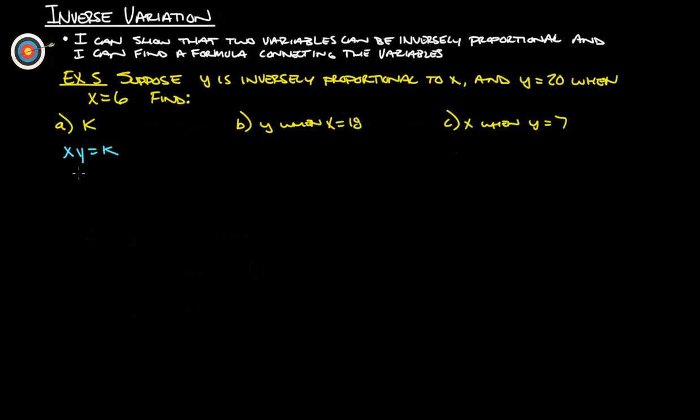In this case, y is 20 and x is 6, so 6 times 20 is 120, and that's what our k is. So now the formula we can use for all of these is x times y always equals 120.